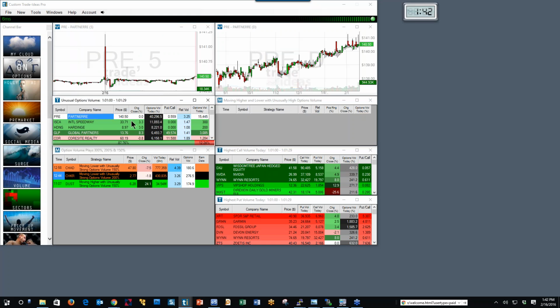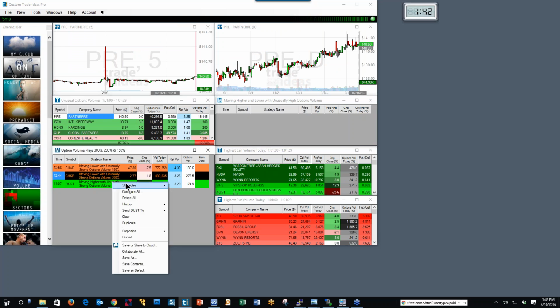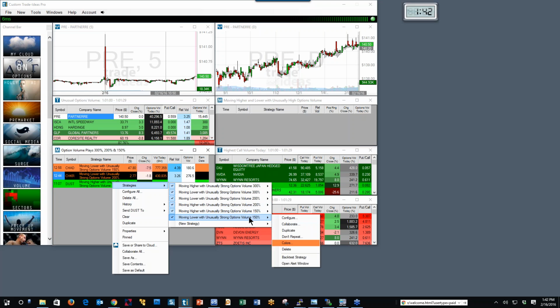So if you were to look at something like PRE, this is doing 4,000 or 40,000% of normal options volume, and that could be because maybe it doesn't do very many options, and today it just did a few. And the options volume today was pretty significant, though. It was 15,000 contracts, which is far more than normal. And then we allow you to create strategies using that information. So these are some of the strategies that we put together, moving higher with unusually strong options volume, and we segmented that option volume here on different percentages. So moving higher and moving lower on these three different thresholds, 150, 200, and greater than 300%.